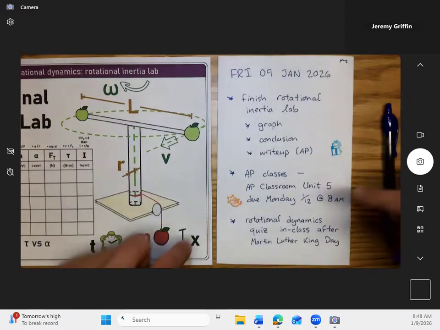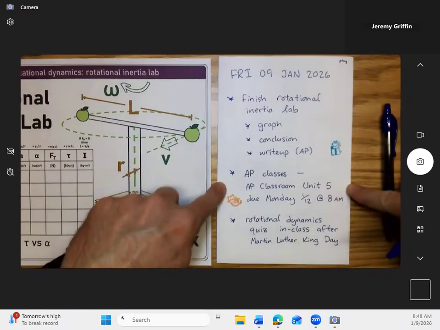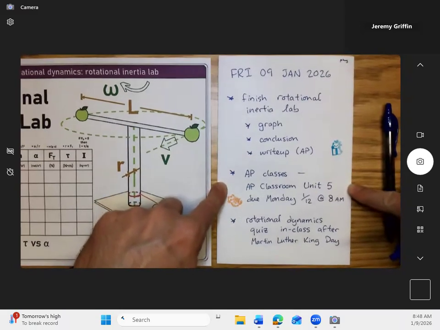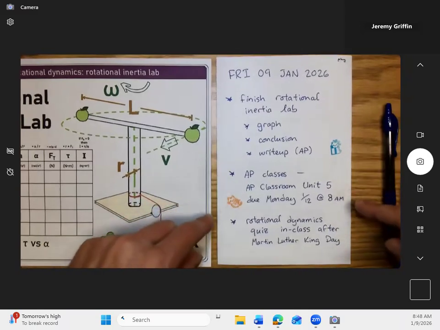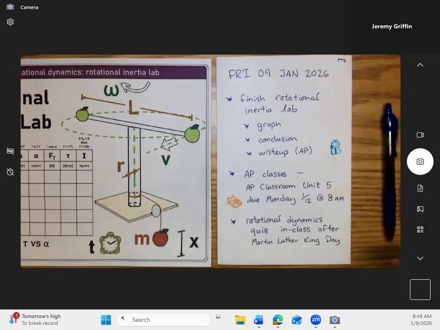Okay, you guys know AP. What are you guys going to have done by the time you come to class on Monday? Yeah, Unit 5 on AP Classroom. I'll go over the answers with you next week. I did cover a bunch of things related to angular momentum and Unit 6 by AP Classroom.